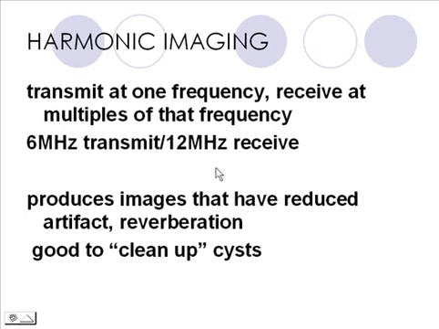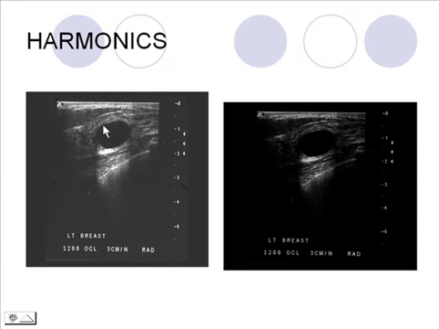Harmonic imaging is another type of imaging that we use for many parts of the body. It has to do with transmitting at one frequency and receiving back to the ultrasound transducer at multiples of that frequency. It produces images that have reduced artifact and reduced reverberation, and is great to clean up cysts. We use it a lot in the body for liver and kidneys, and we can also use it in the breast to characterize cysts.